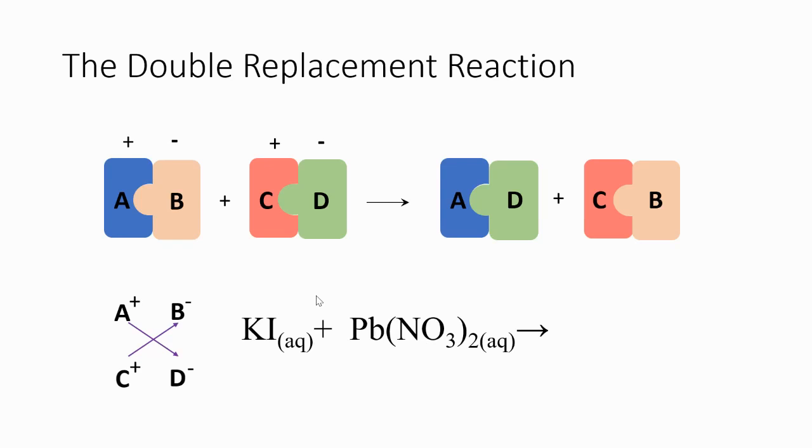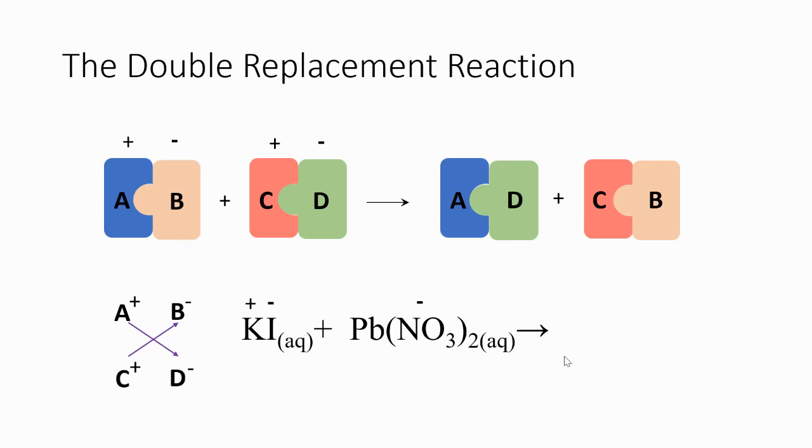So again, what I'm going to do is write on top of each of these elements their ionic charges. So looking at the periodic table, I can see that potassium is a positive 1, and the iodide is going to be a negative 1. And when I look at the periodic table, I can see that lead is a transition metal. So I'm maybe not quite sure what the charge is going to be on lead. So instead, I'm going to look at nitrate first. And if I look at nitrate, I can see that nitrate has to be a -1.